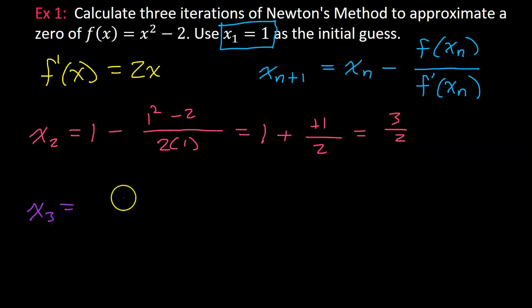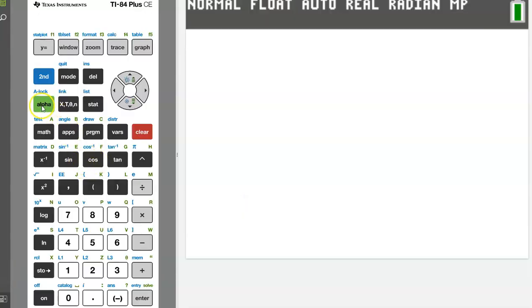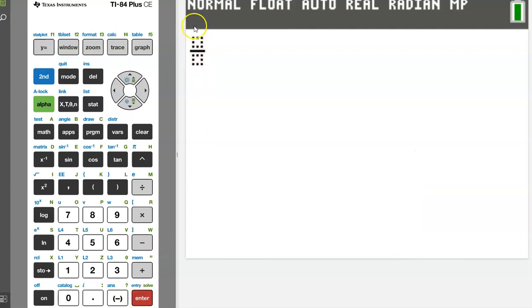So if I want to find x3, then I repeat this process, but now my old value is 3 over 2. So that's going to be 3 over 2 minus 3 over 2 squared minus 2 divided by 2 times 3 over 2. Remember, if you hit alpha, y equals, enter, it makes a nice fraction. That's how you should always make your fractions.